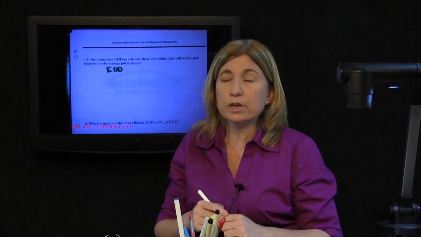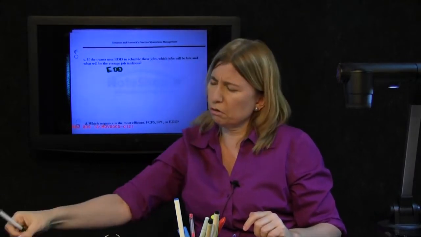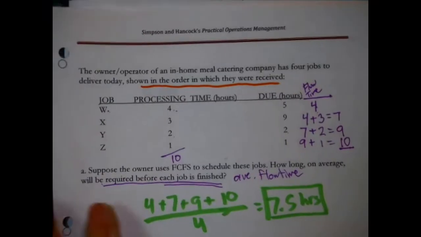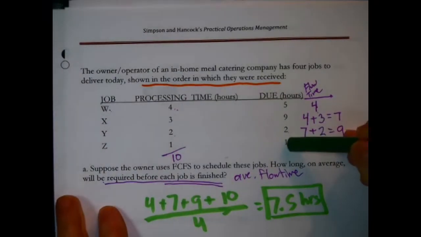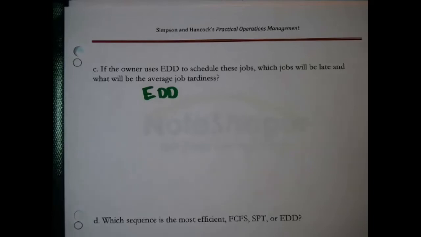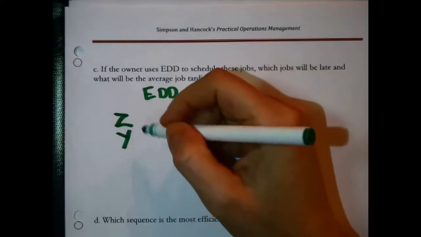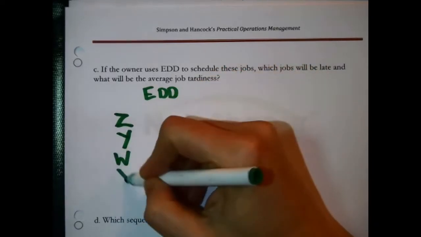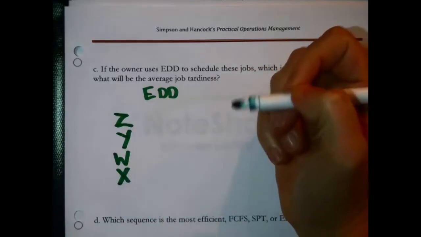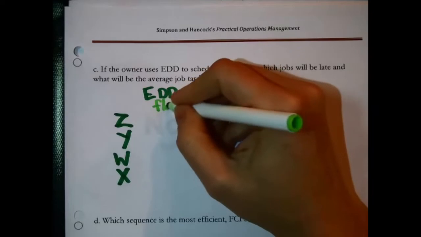First, generate the sequence. Now, earliest due date means you sort by the due dates, the earliest or the smallest first. So looking at the data, that looks like you'd do Z because it's the smallest, then Y, then W, then X. Z would be first, it's due the earliest, then Y, then W, and then X has to wait till last because it has the farthest out due date. And again, in order to assess tardiness and to see who's going to be late, we need to first calculate flow time.